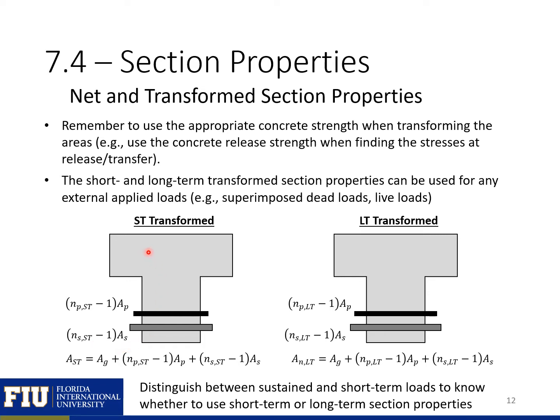We want to calculate short-term and long-term transform section properties. The short-term transform section properties we'll use to resist live loads or any immediate loads. And long-term transform section properties we'll use to resist any sustained loads, so primarily superimposed dead loads.